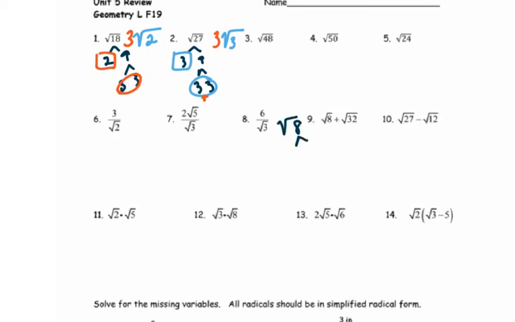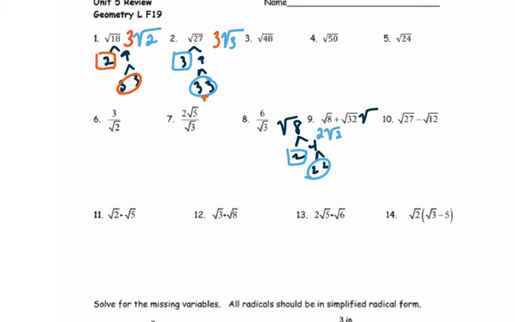In order to add these, we need to break it down first. 8 is the same as 2 times 4. 4 is the same as 2 times 2. We circle the pair, we box the loner. So 8 is the same as 2 root 2.